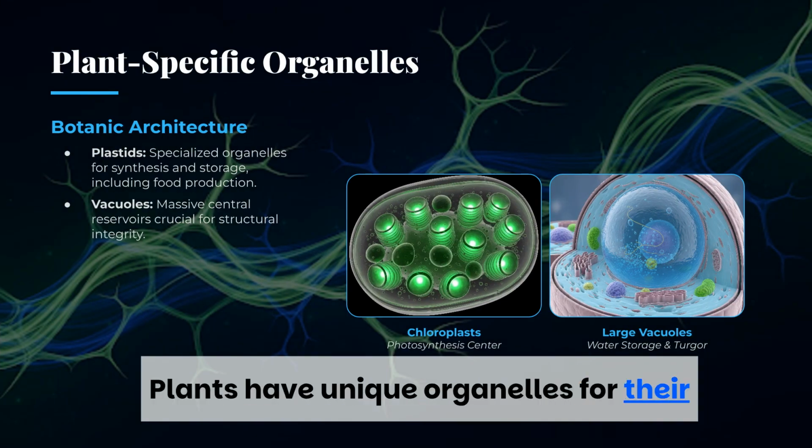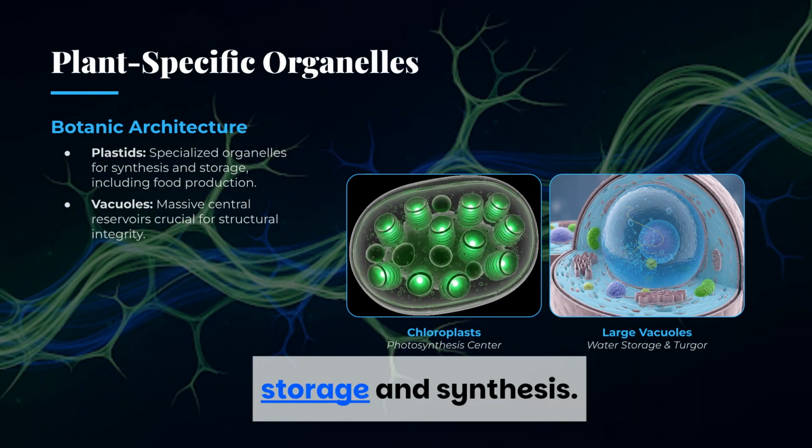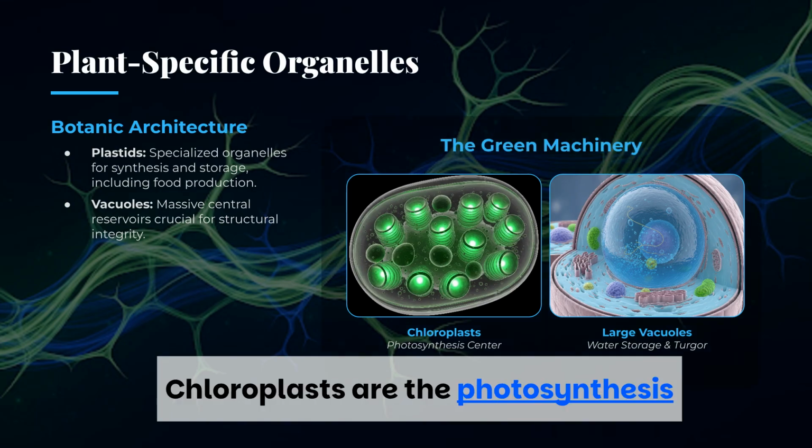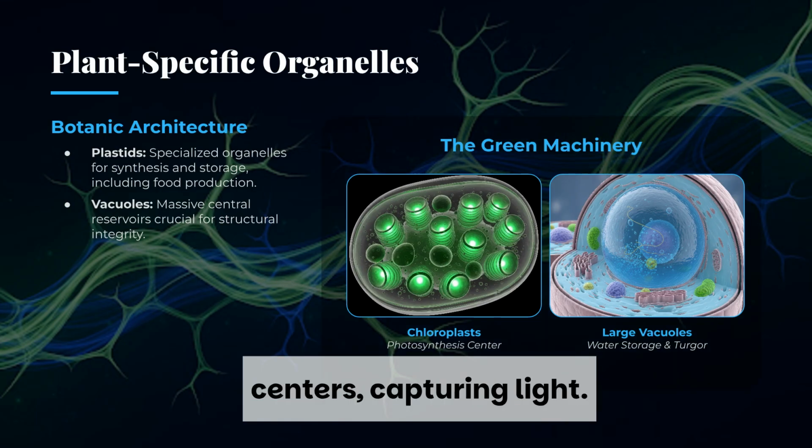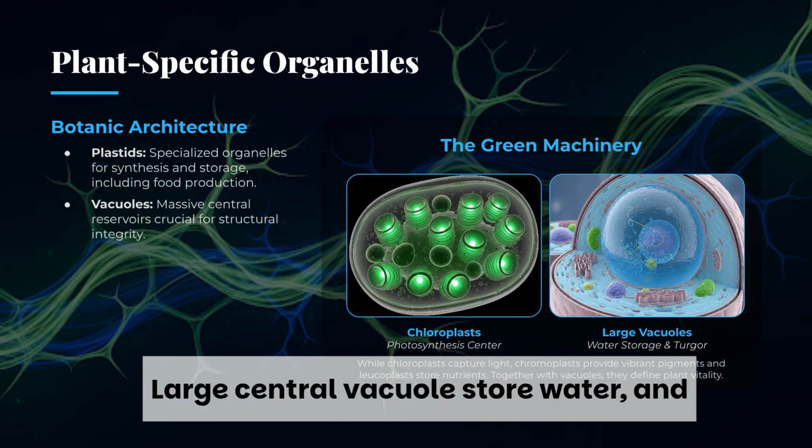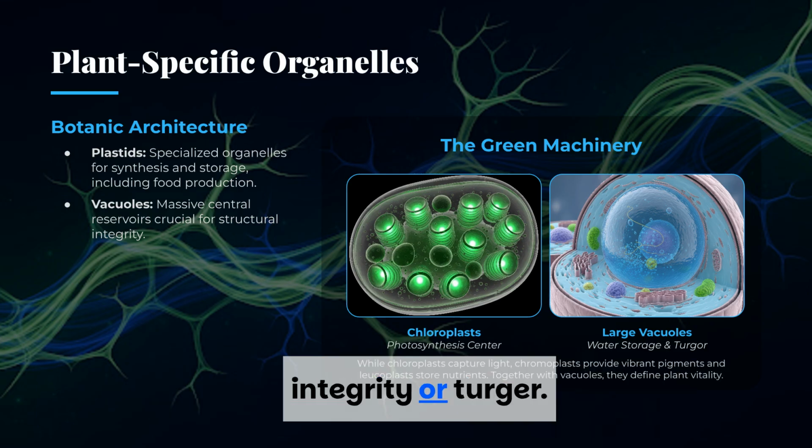Plants have unique organelles for their architecture, including plastids for storage and synthesis. Chloroplasts are the photosynthesis centers, capturing light. Large central vacuoles store water and are crucial for maintaining structural integrity, or turgor.